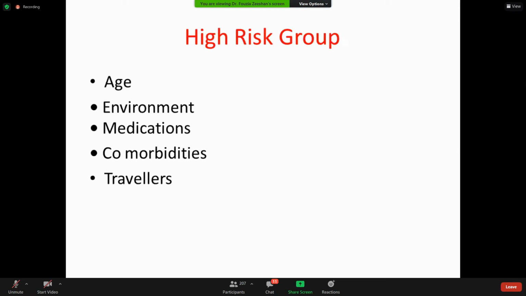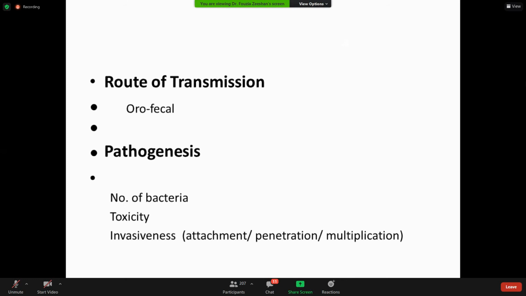Environmental factors are also associated with medication. Certain drugs are responsible for causing diarrhea. If the person has other diseases or comorbidities, he or she will be more prone to diarrhea. Travelers are at a higher risk because when they travel from one country to another, the chance of ingesting contaminated water and food is higher, so it leads to diarrhea.